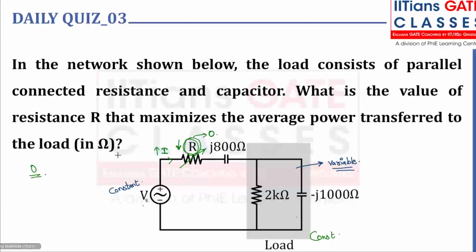Why is it the correct answer? Because, as I told you, the maximum power transfer theorem is valid for variable load and constant source resistance. But if the opposite is the case, that your load is constant and your source resistance or internal resistance is fluctuating or variable, then maximum power is transferred from source to load when your internal resistance is 0.